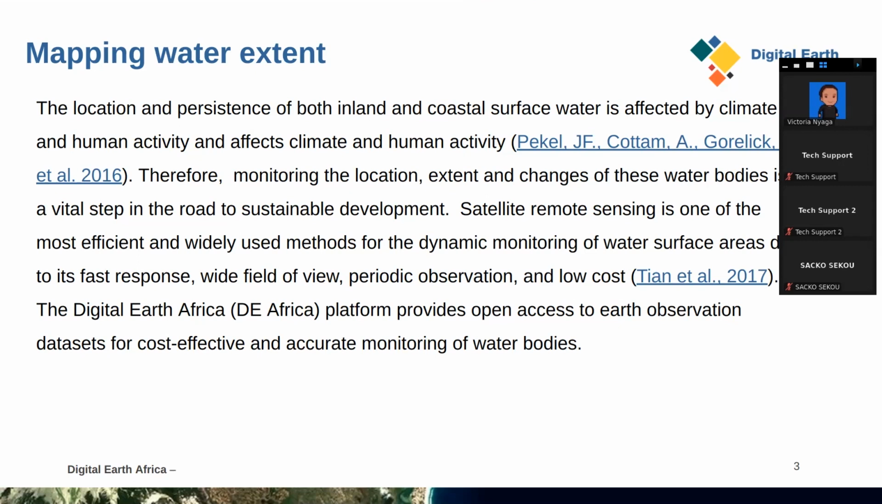Satellite remote sensing is one of the most efficient and widely used methods for monitoring water bodies because of its fast response, its wide field of view. You're able to monitor an entire country, for example, at a time, for its periodic observation, and also its low cost, especially the open access ones. Digital Earth Africa provides open access to Earth observation datasets for cost-effective and accurate monitoring of these water bodies.